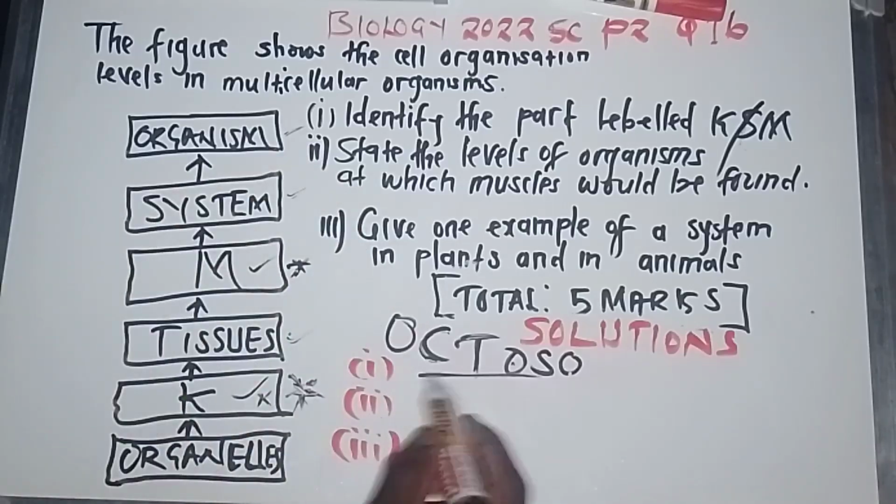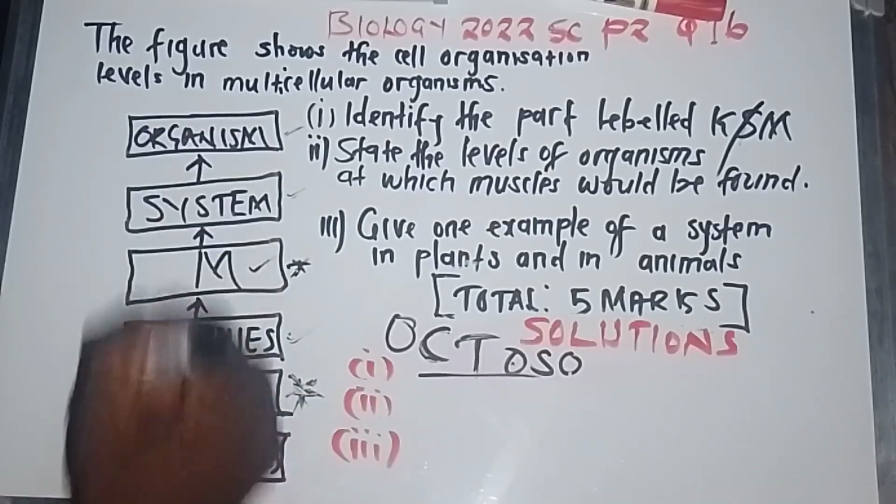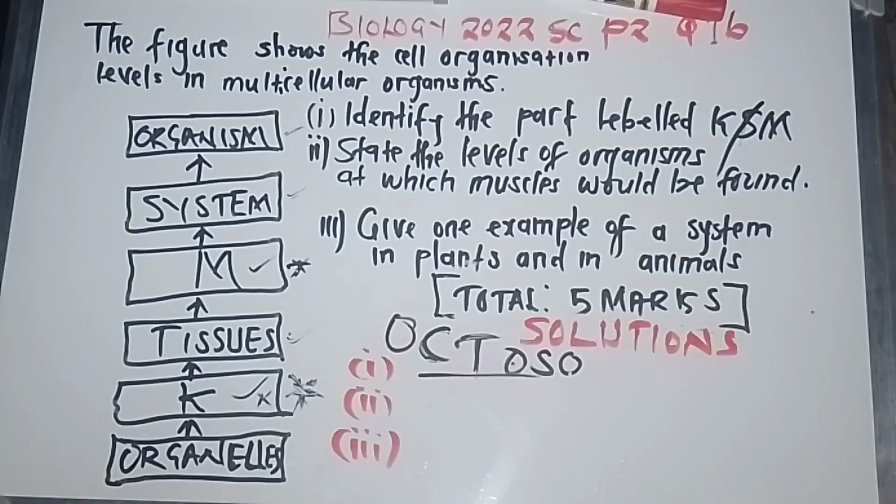So I'm sure this will be very helpful to you to actually master these organization levels. Okay, so now let's go back to our questions. I hope you get something from what I've explained. So we have been told to identify the parts labeled K and M. So using this term which is here, it will be very easy for you to actually identify this K.